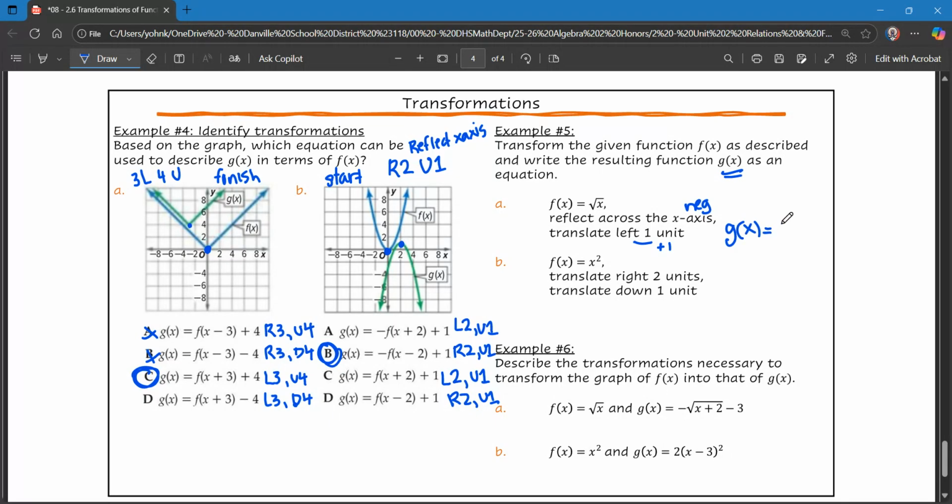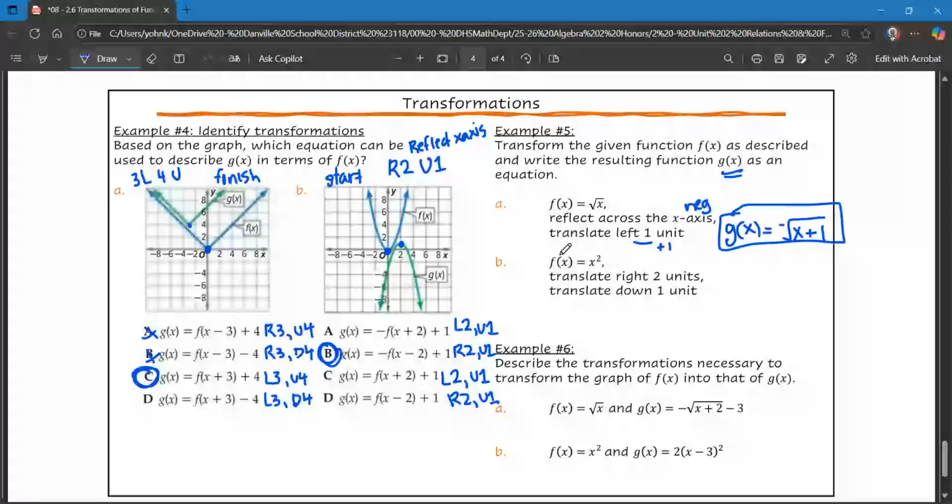Let's put the negative on the outside for the reflecting across the x-axis. Let's put the root x because that's the function that we're working with. Left 1 is going to be a +1 underneath the radical. And that's it. If I had any up or down, it would go on the outside.